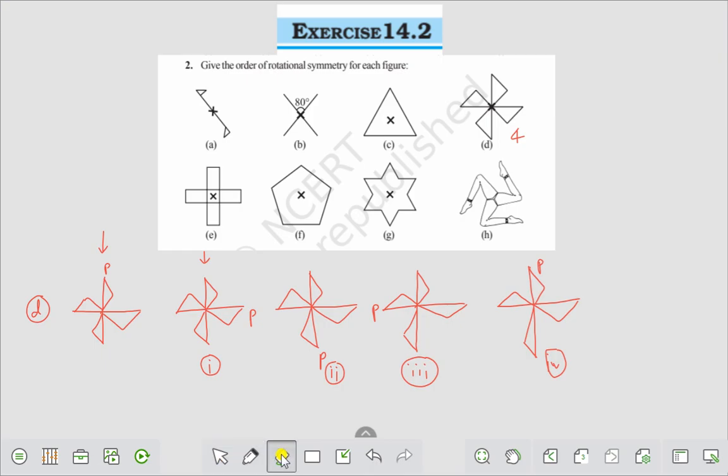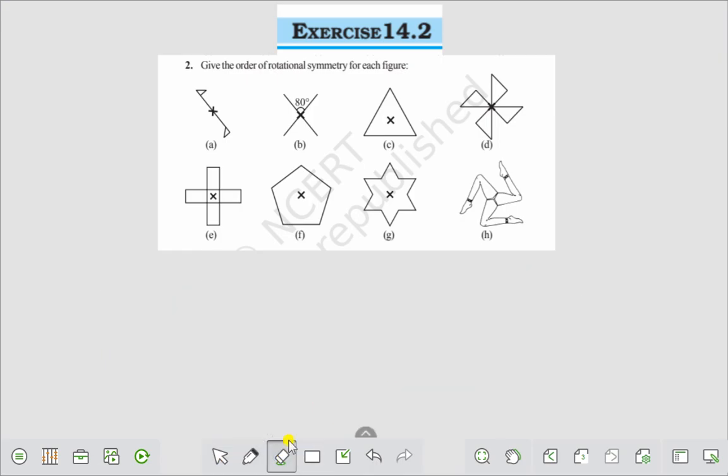Right? Now question number E. Now we solve question number E. Question number E is this one. Let us draw this one, like this. Let us make an arrow here. Let it be P.